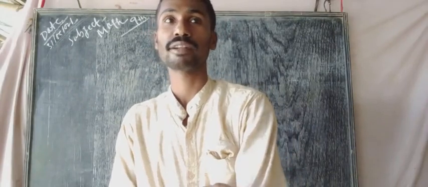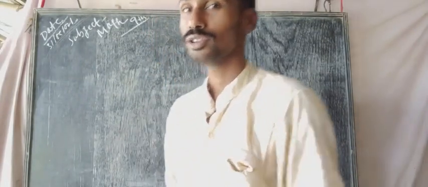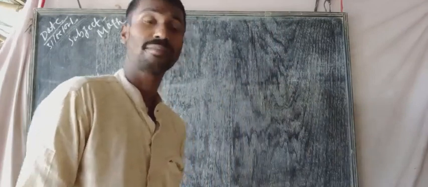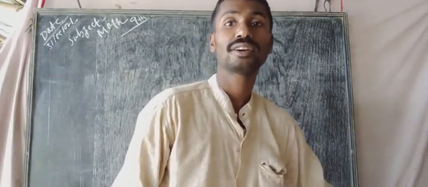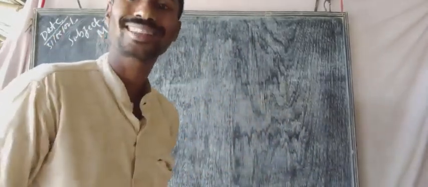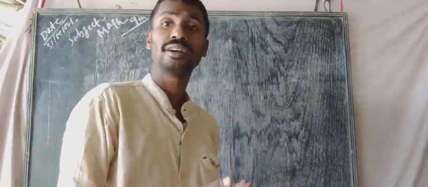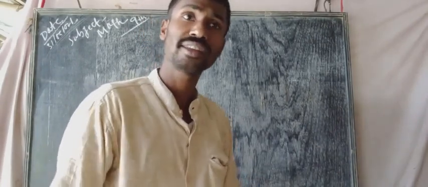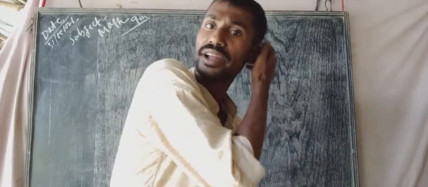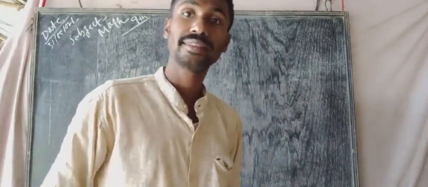Today we will discuss mathematics for class ninth. In the last class we discussed the solution of irrational numbers, that is, how to add and subtract irrational numbers, and how to rationalize the denominator. Today we will discuss the same topic and try to solve a few questions from your NCERT book.